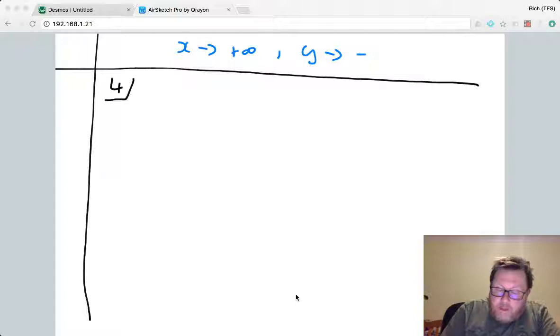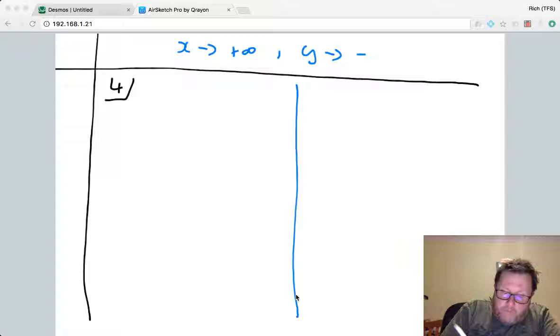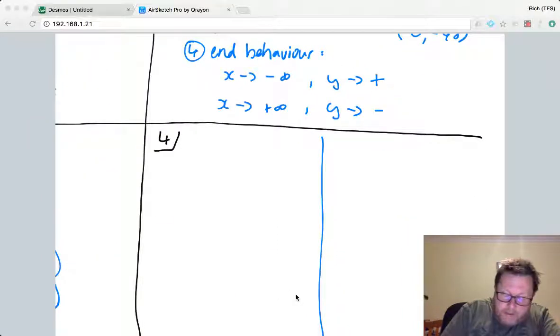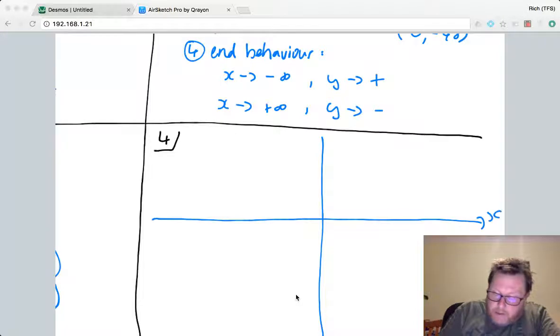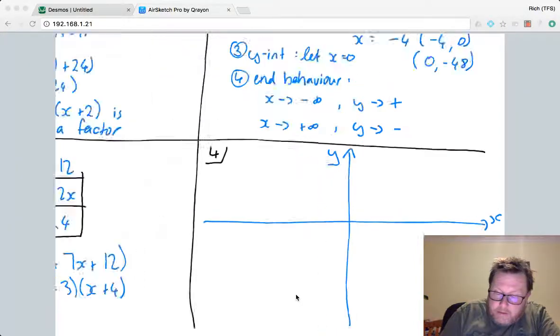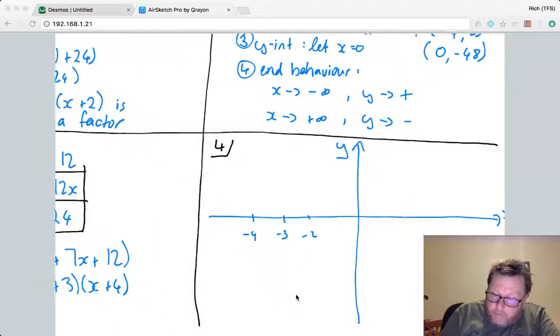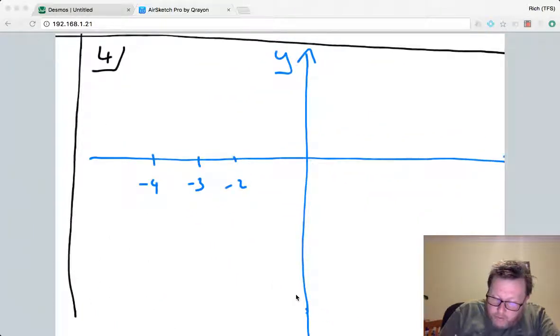So in this one here, let's draw the graph. The y-intercept was at negative 48. I'm not going to get this to scale again, so I'm not even going to try this time. There's my x-axis, there's my y-axis. My three x-intercepts are negative 2, negative 3, negative 4. So I'll put negative 4 there, which means negative 2 would be about there, and negative 3 is about in the middle. The y-intercept is at negative 48.